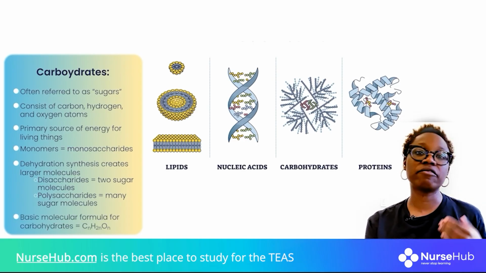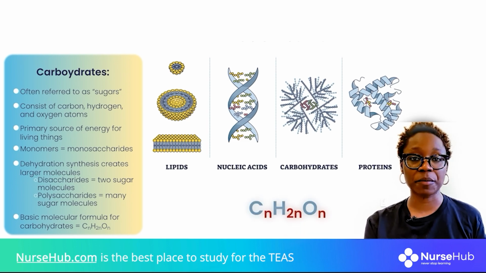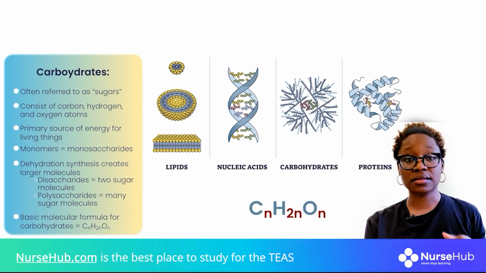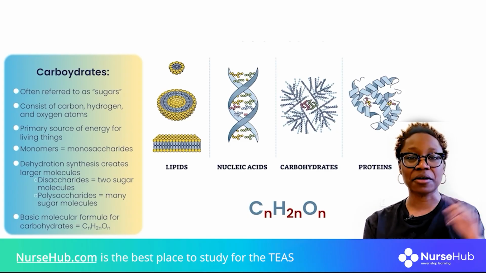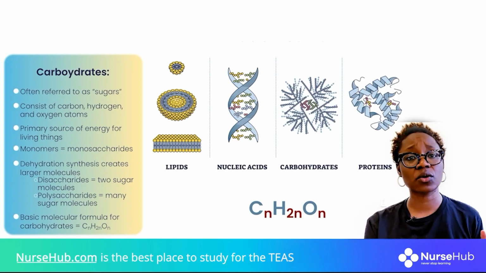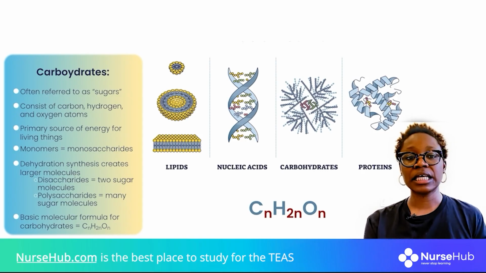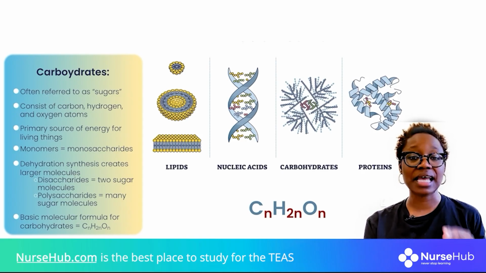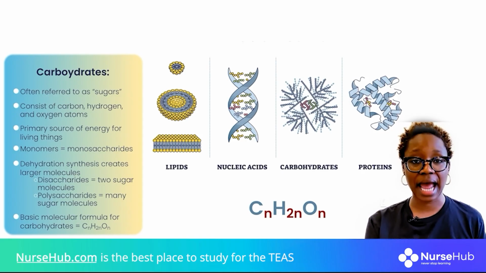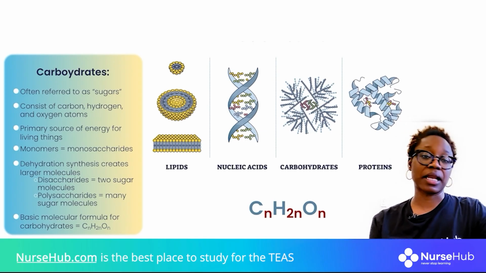Carbohydrates all have the same basic chemical formula. It's C, some number, H, 2 times that same number, O, and that same number as the carbons. So the n subscript in this formula is a placeholder for how many of those atoms are in a particular carbohydrate chain. Each carbohydrate will have the same number of carbon and oxygen atoms, and twice as many hydrogen atoms.